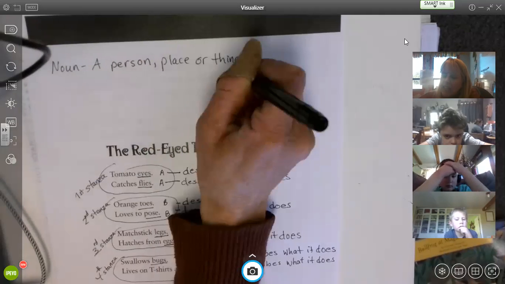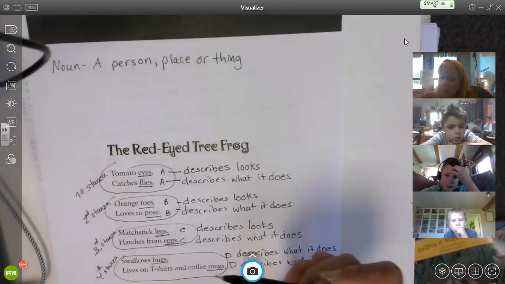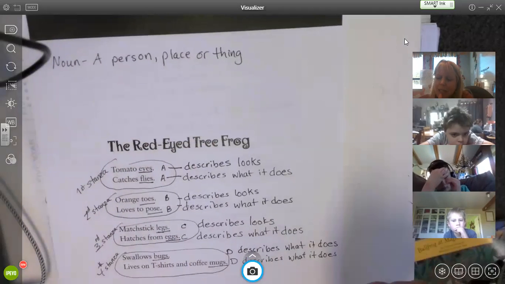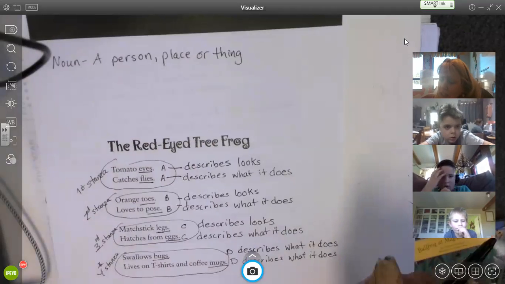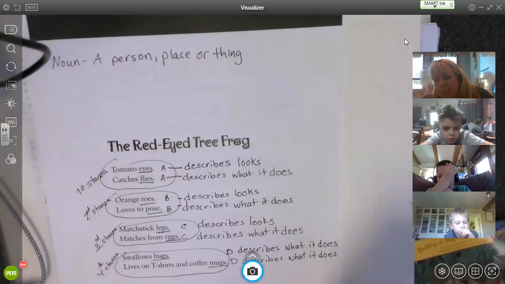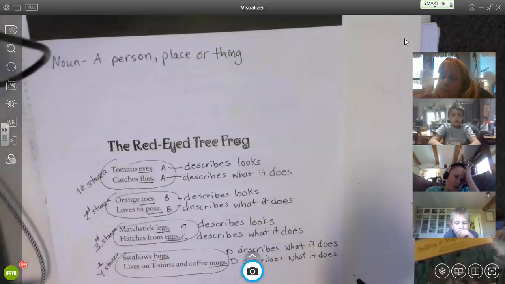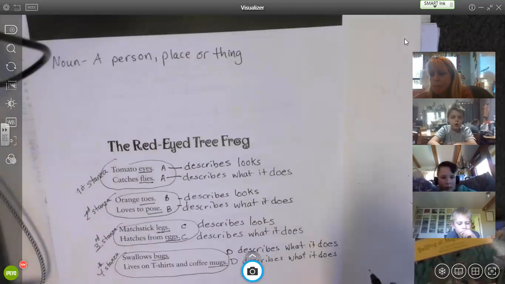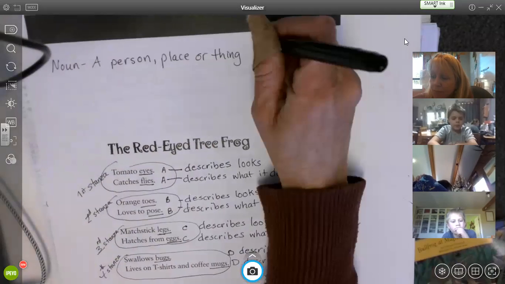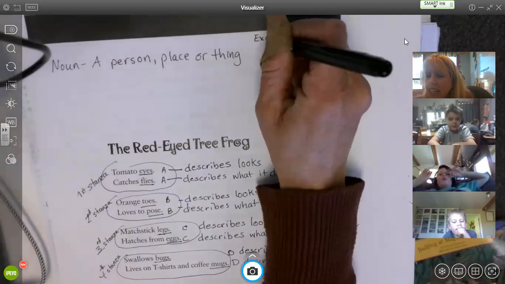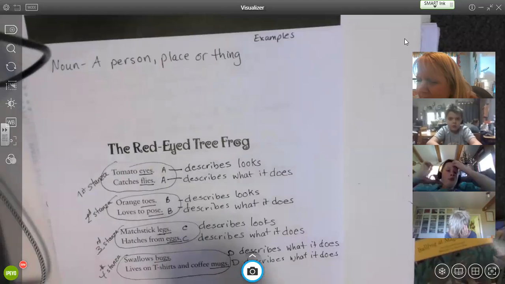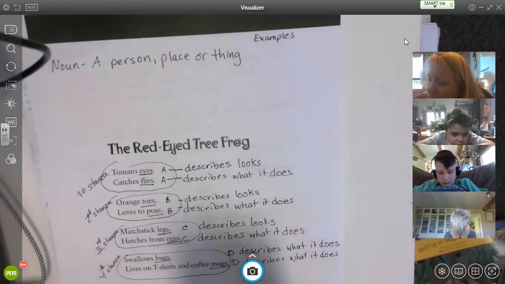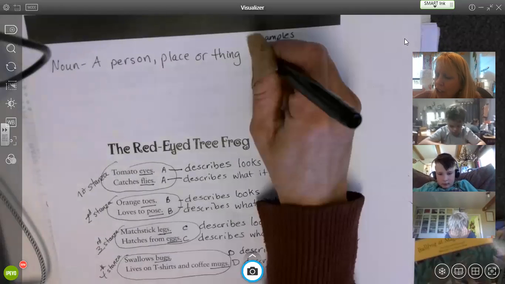Ben, reading this poem, what are some examples of nouns? Tomato eyes catches flies. Orange toes loves to pose. Matchstick legs hatches from eggs. Swallows bugs, lives on t-shirts and coffee mugs. Can you think of one word that's a noun? Flies? Yeah, flies. Flies is a noun. It's a thing. Sure, that is a noun.